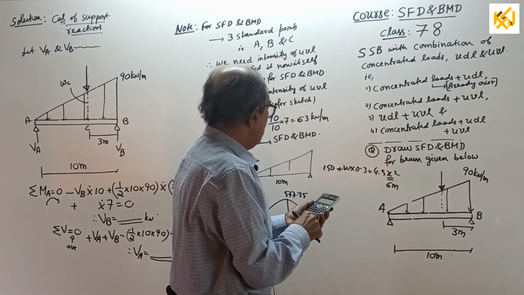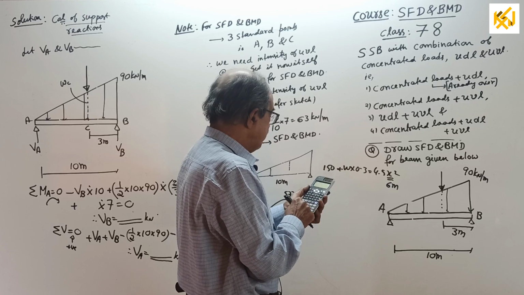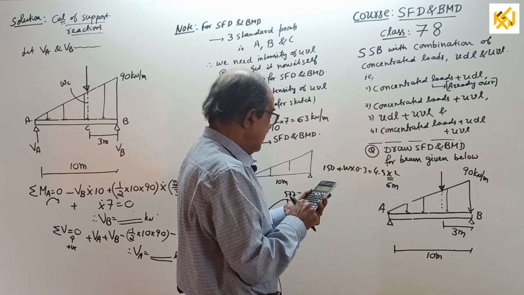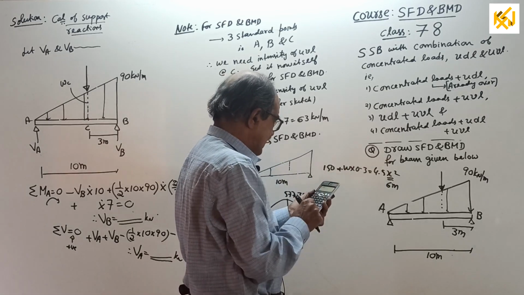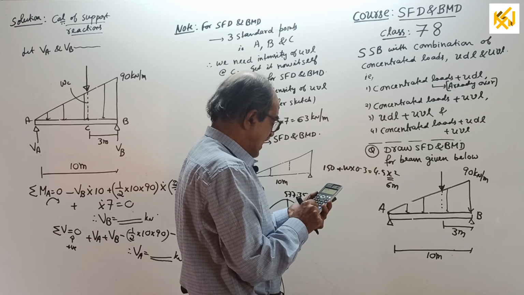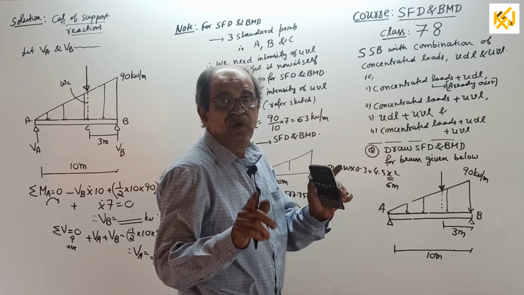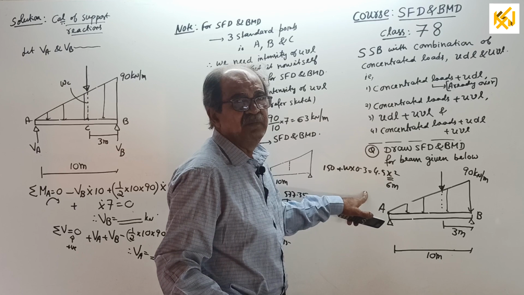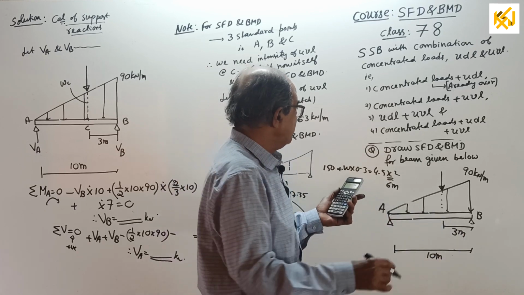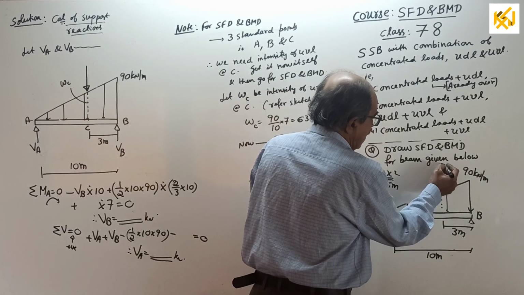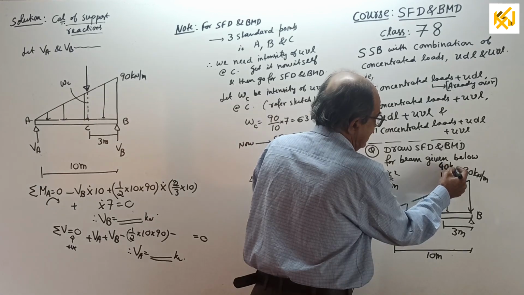So therefore, what will I do now? 4.5 into 6 square, it came 162. I'll subtract 150. I'll divide by 0.3. I got answer 40 kilonewton. I know a round number will come. Reason, mathematics. 40 kilonewton. So I am going to put a load of 40 kilonewton here.